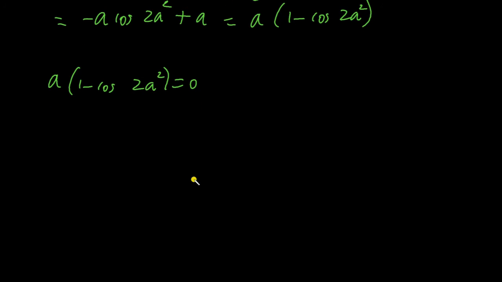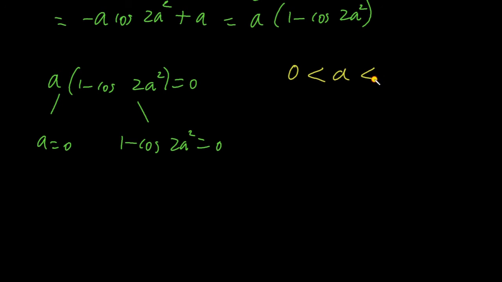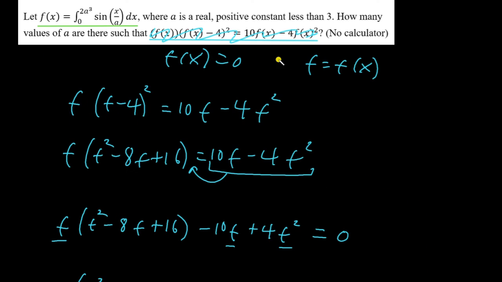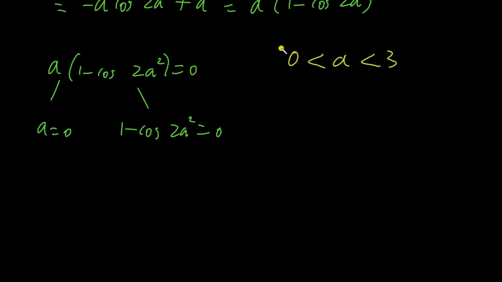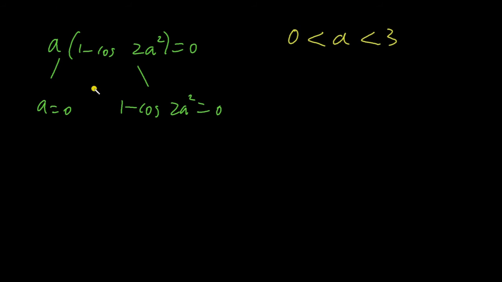Now this is going to yield us two options, similar to how we did this with the quadratic before. Either a equals 0 or 1 minus cosine of 2a squared is equal to 0. But remember, from the very beginning, we said that a is a positive constant less than 3. So a is greater than 0 and less than 3, and it's a real constant. What does that mean in our equation here? It means that a cannot be 0, because a is greater than 0 and less than 3. So the only solution we have left over is that 1 minus cosine of 2a squared is equal to 0.